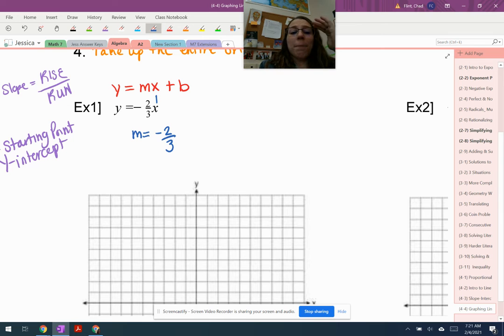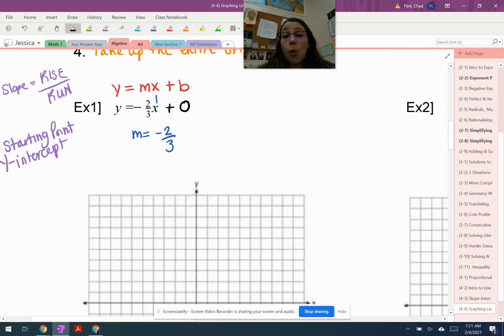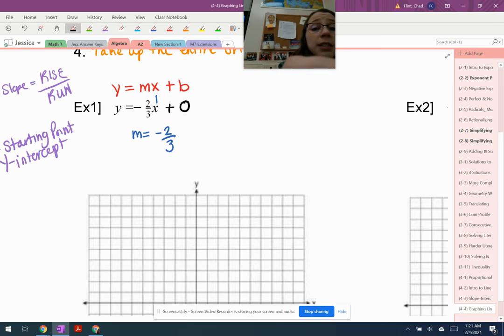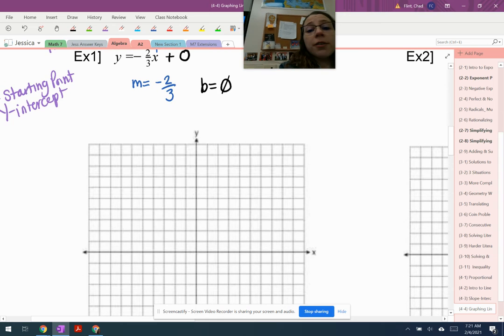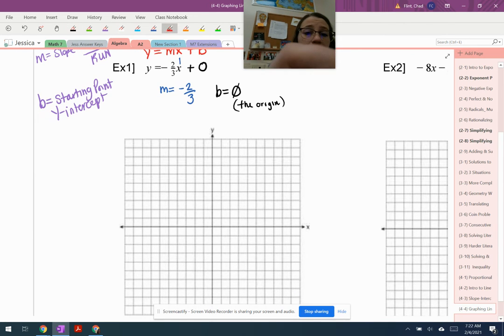That's its own thing. Now, the b value, that starting point, where do I start? How do I know where to start? Well, I don't see anything being a plus or minus to that negative 2/3 x. So that leads me to conclude that it must be a plus 0 there, right? That's the only thing I could add to something and not change it. Adding anything else other than 0 is going to change the value of it. Which means that my b value, or my y-intercept, is 0. Or, aka, the origin. So that's where I'm going to start off with.